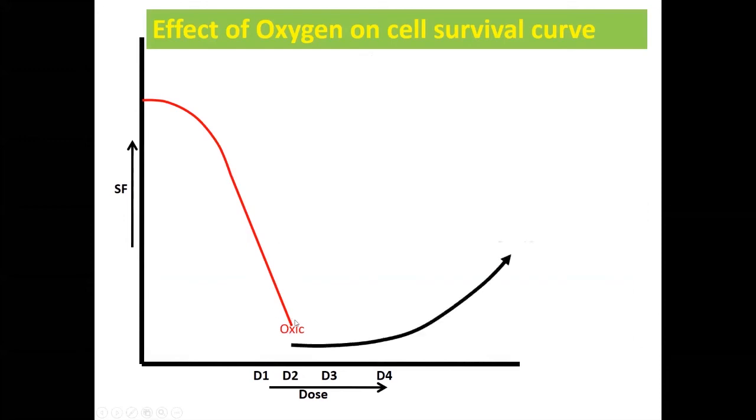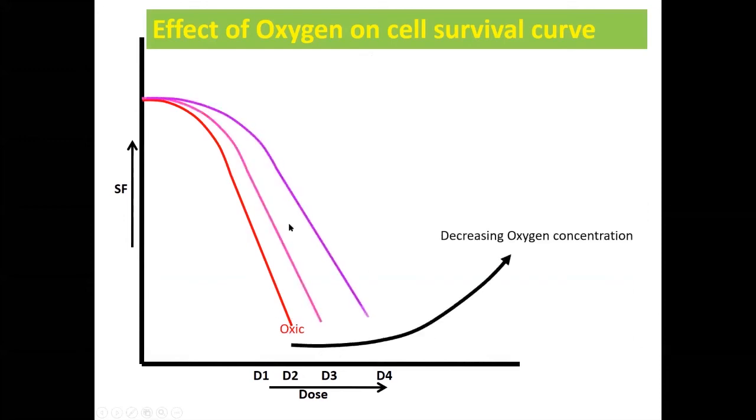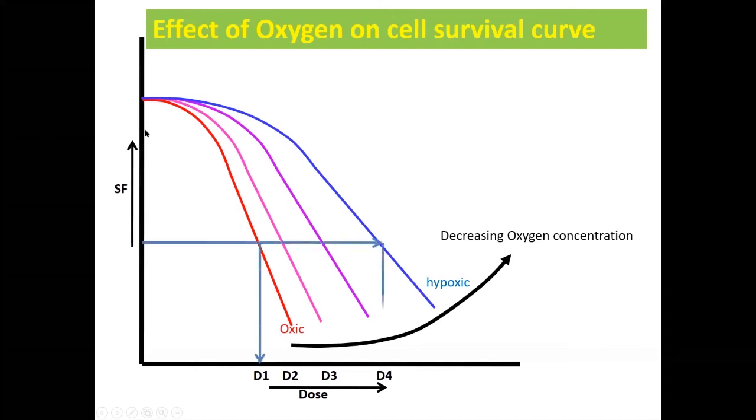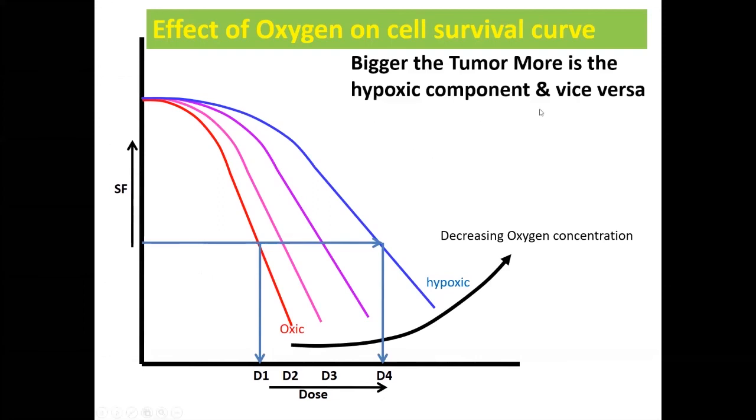As the oxygen concentration decreases, the cell survival curves become shallower, and hypoxic cells have the shallowest cell survival curve. Shallowness reflects less sensitivity of the cell line to radiation. So in order to reduce the survival fraction to the same point, we have to deliver a high dose of radiation if the cells are hypoxic and a lesser dose when cells are oxic. We also know that the bigger the tumor, the more is the hypoxic component and vice versa.